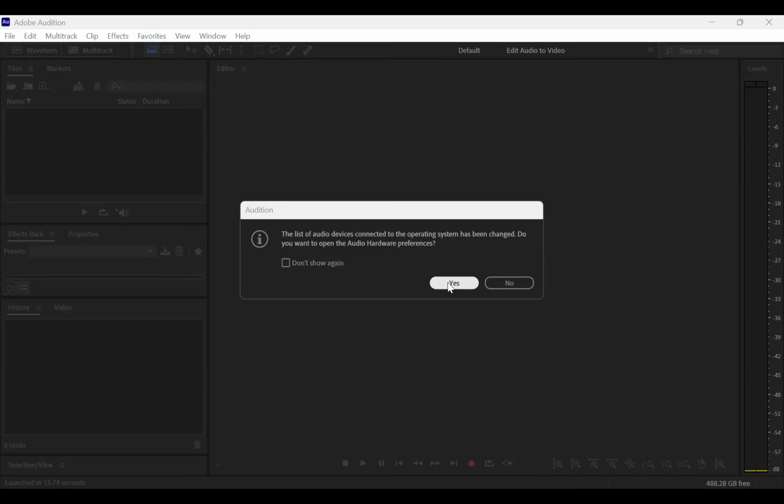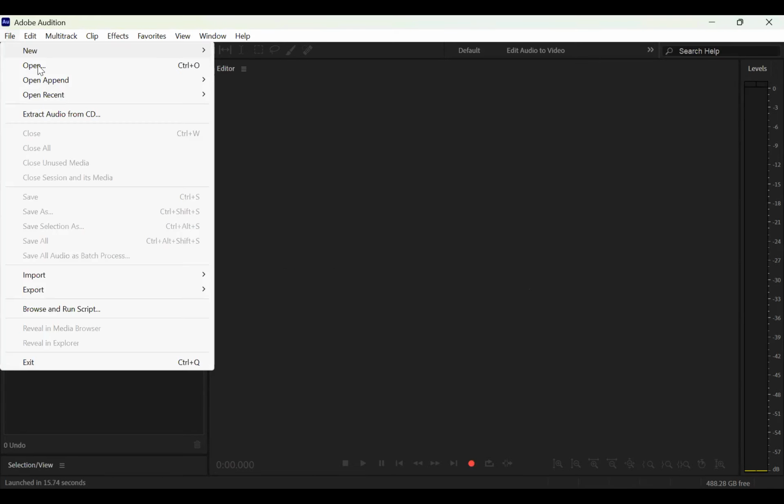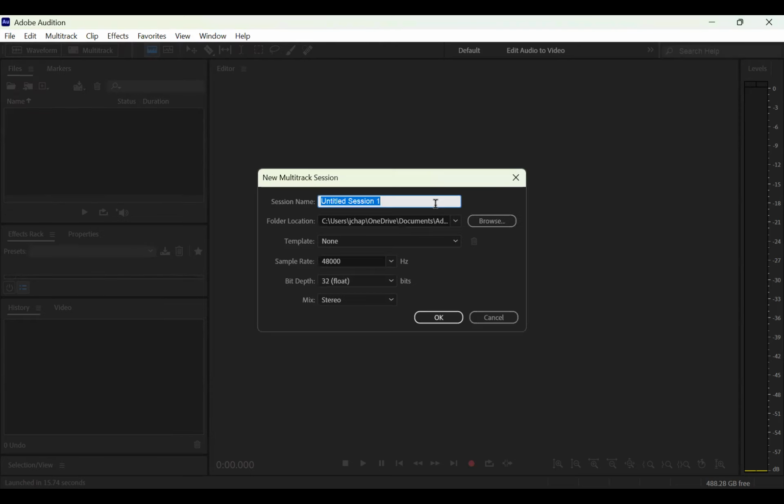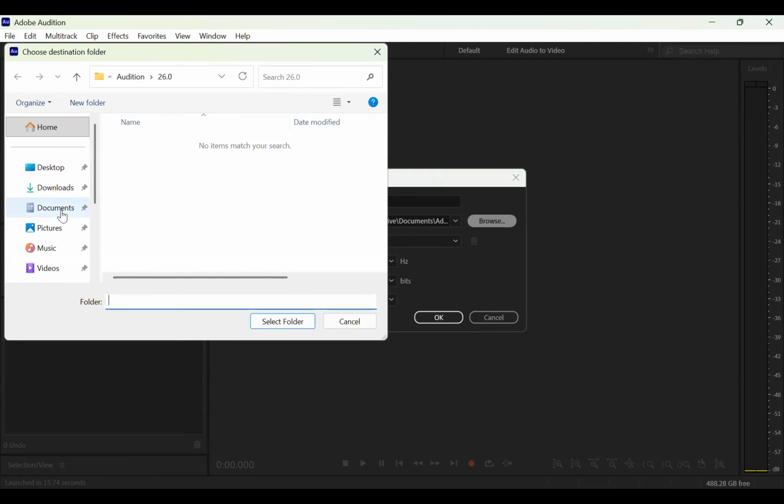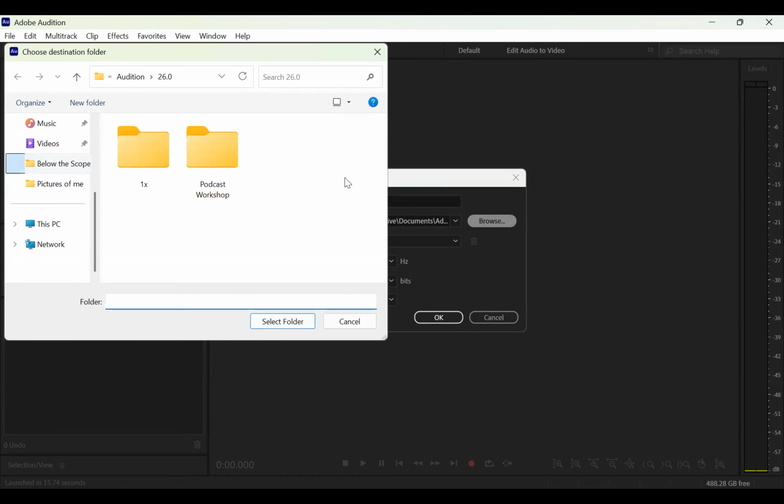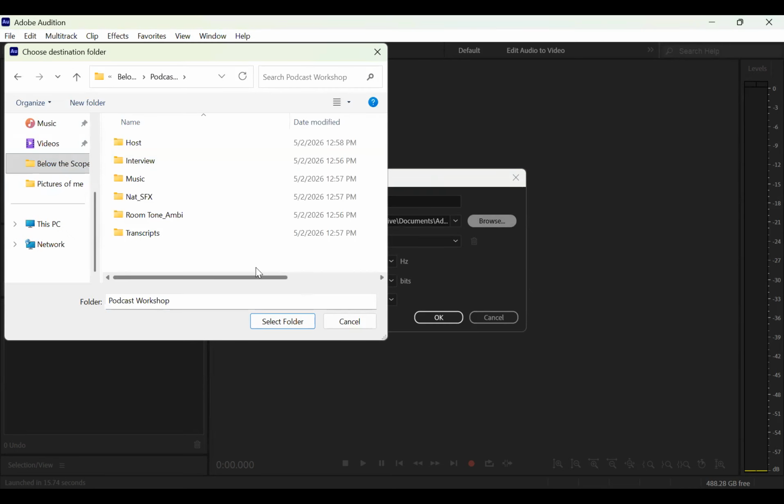So this is what Adobe Audition looks like, before you really set up the templates and stuff. You can set up a template if you go to New Multitrack Session, because the podcast is a multitrack session. I'm going to give this the name podcast workshop, then go to a bunch of folders that I created earlier, name the folder, and just select the folder for it to save in.